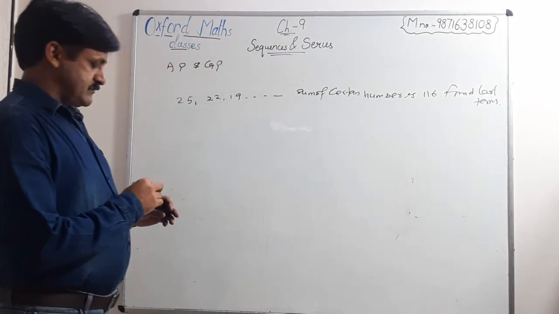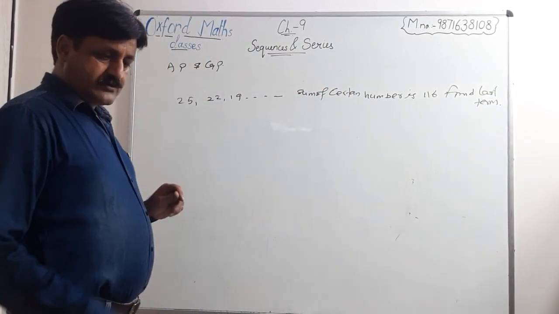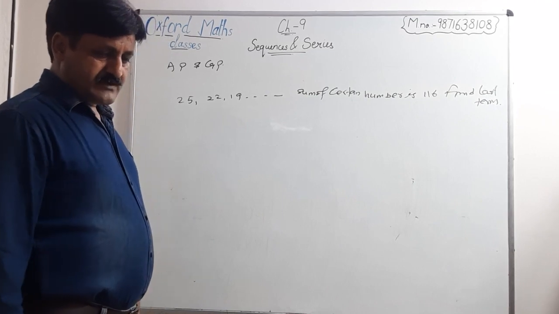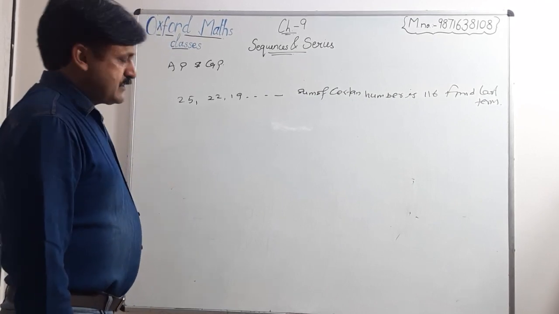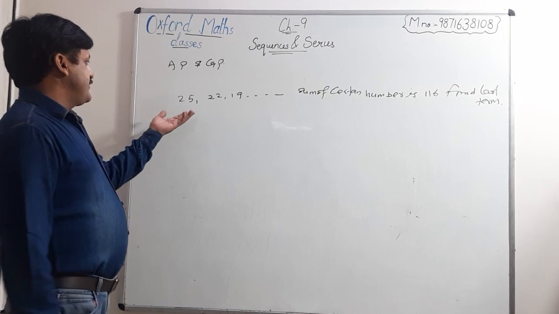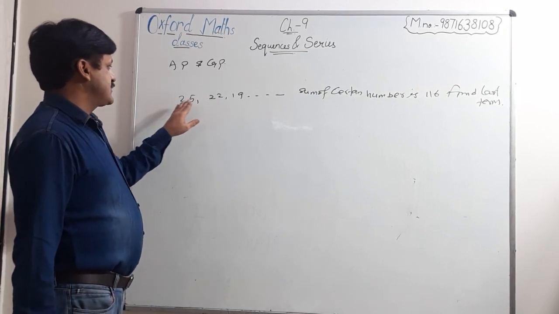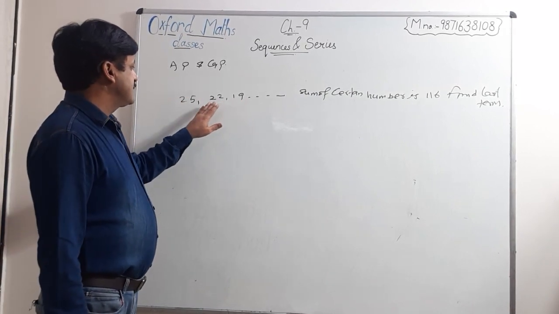Find the last term. The question is: the sum of a certain number of terms is given, find the last term. This is the AP 25, 22, 19, ... since 22 minus 25 is equal to 19 minus 22.